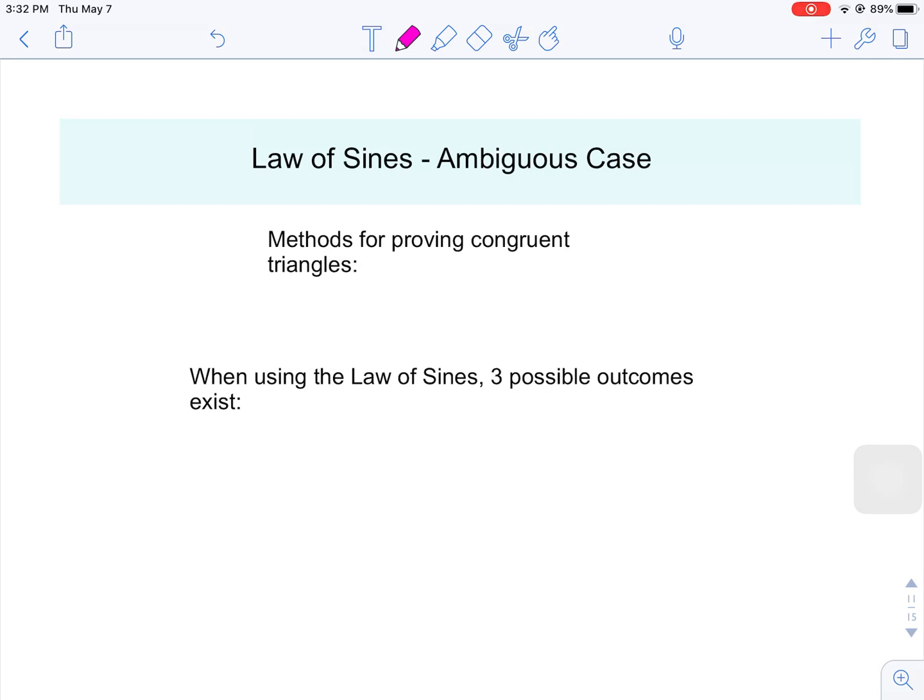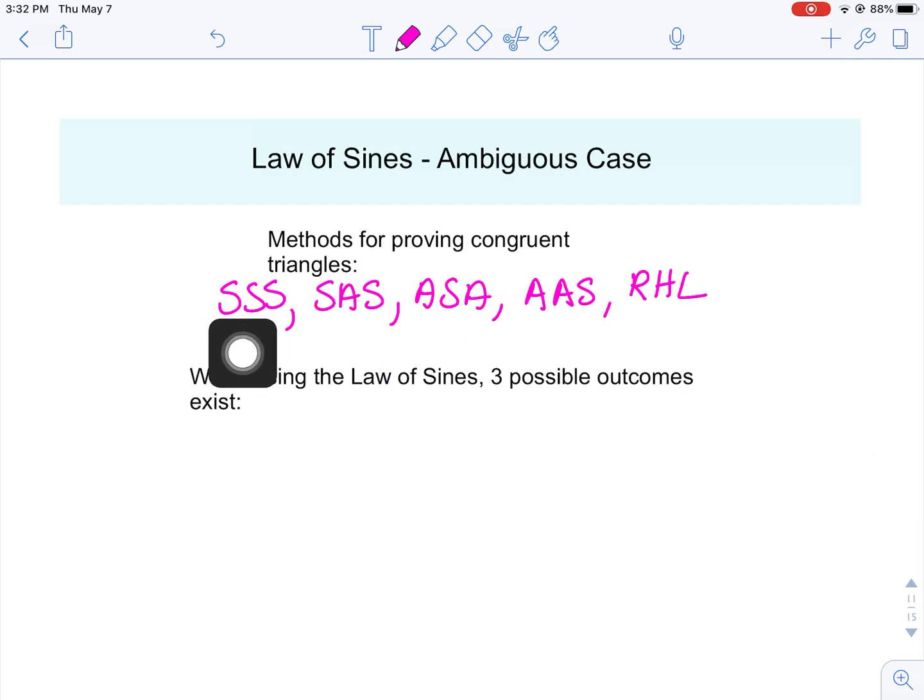So I want you to think back to geometry and how you were proving triangles congruent. One was side, side, side; side, angle, side; angle, side, angle; angle, angle, side; and right hypotenuse leg. In all of these cases, if you are given the measurements of the three pieces together, there will be exactly one triangle. That's why you can use them to prove congruent triangles.